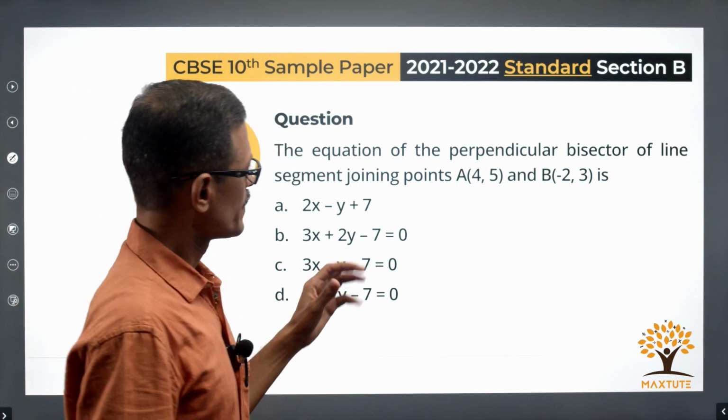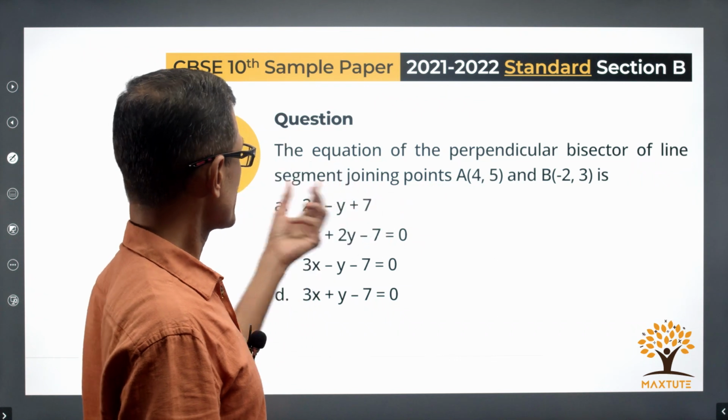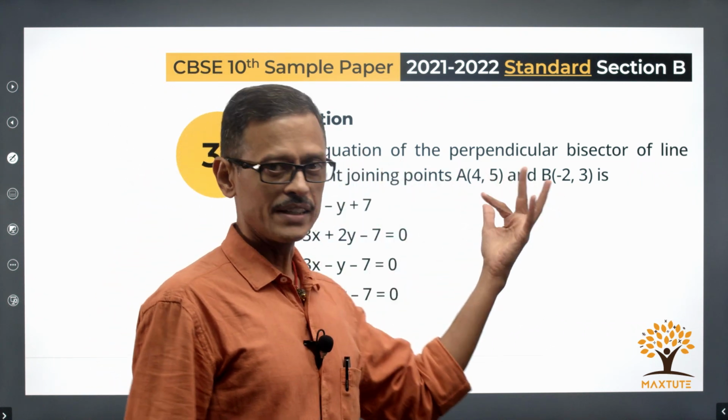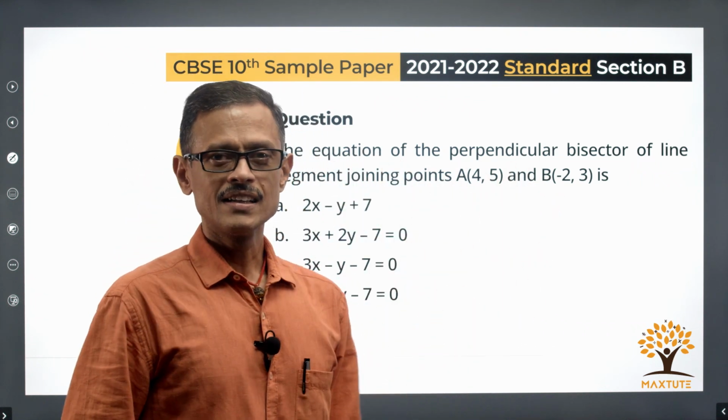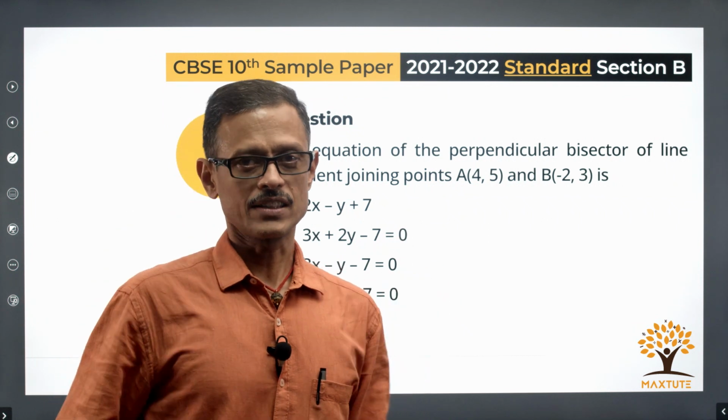In this question, it's again a beautiful question. The equation of the perpendicular bisector of the line segment joining AB is what is asked, right? We are going to be using one very important property of perpendicular bisectors of a line.